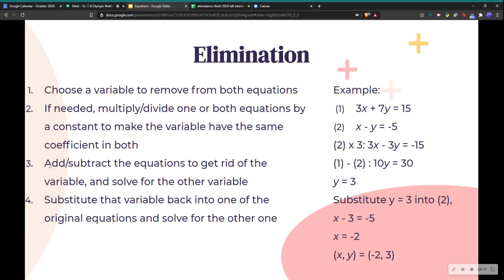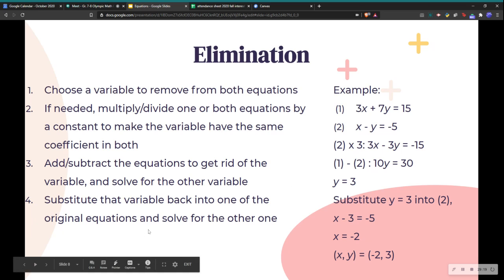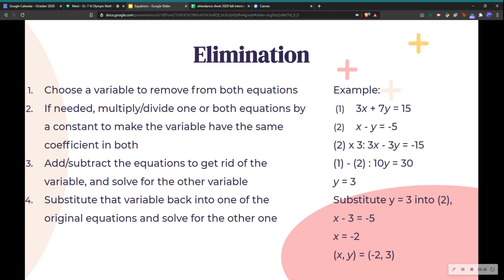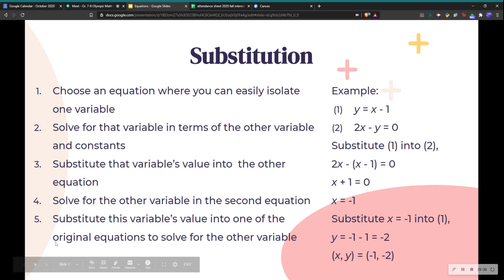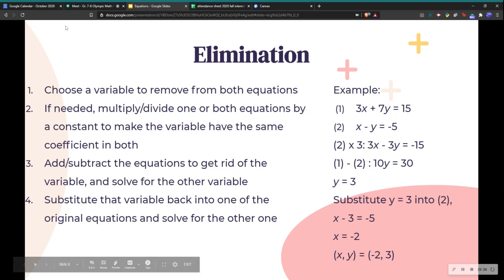I think I forgot to mention step 3, which is you subtract the equations to get rid of a variable and solve for the other variable. Actually, I think I went over that. But now the final step, step 4, is you substitute that variable back into one of the original equations and then solve for the other variable. That's basically the same as the substitution step. So step 5 right here is equal to step 4 for elimination.